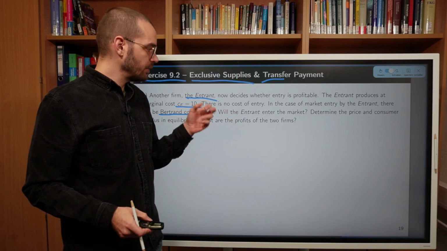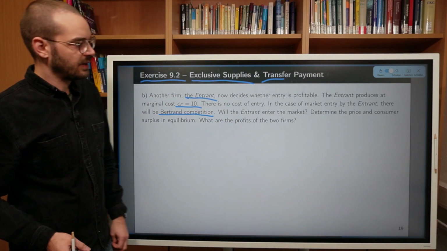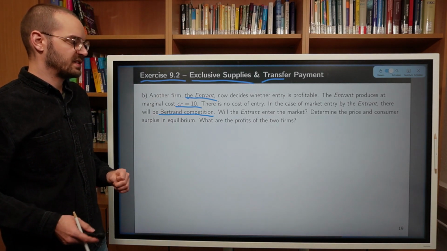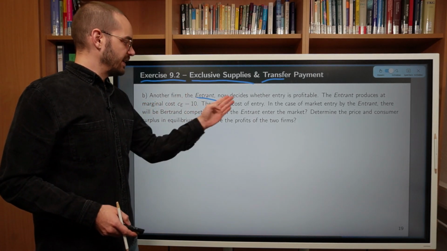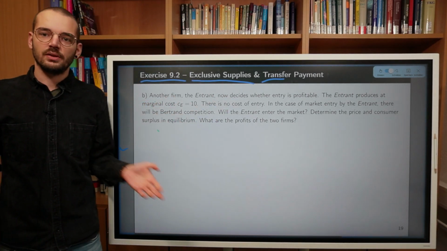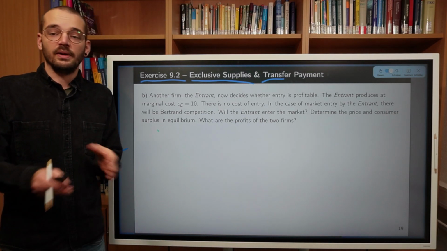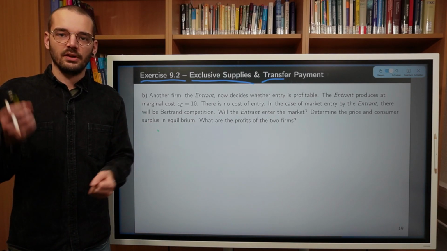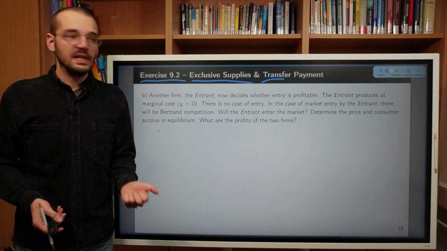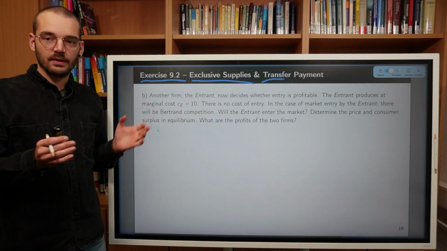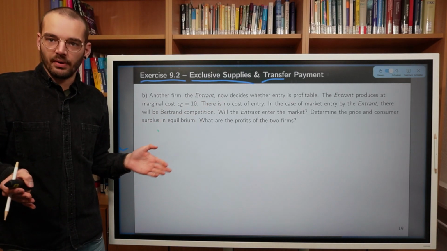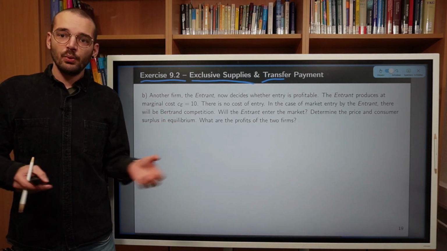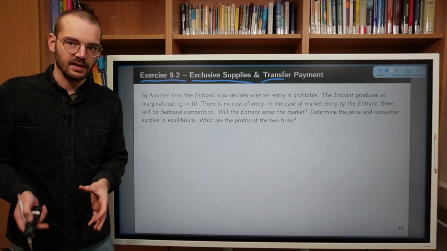We are now going to answer: will the entrant enter the market? We are asked to determine the price and the consumer surplus in equilibrium. What are the profits of the two firms? All right, so how do we answer the question whether or not the entrant will enter the market? Well, in this game, there are only two strategies, that is enter or not enter. Not entering means that the entrant makes zero profits, right? No profits at all.